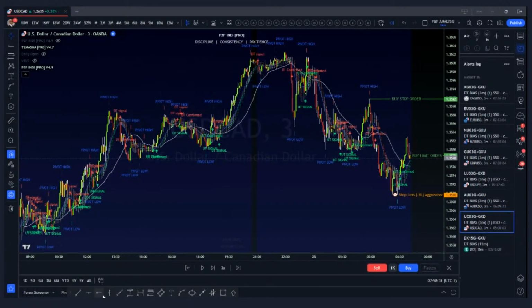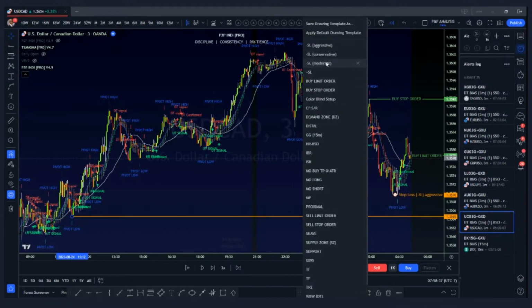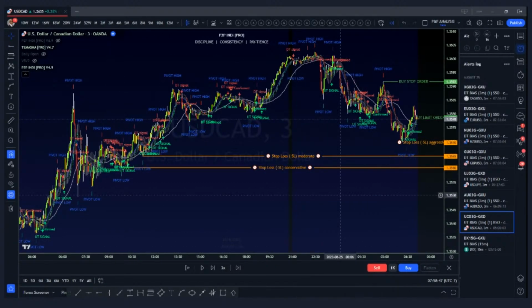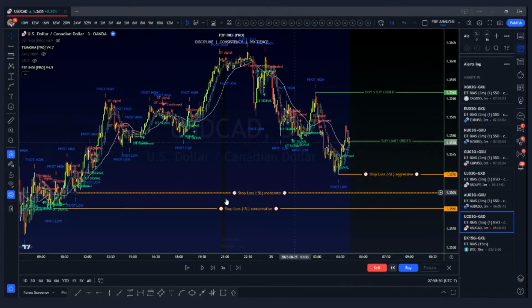Okay, so then what you would do is find another previous pivot low, and then you can make that, let's say, your moderate one. And then for those of you who really want to be safe, go to the next pivot again, make that your conservative one. So that's how you would find your stop losses. Just use the pivots that the indicator already gave you. Use those as your stop losses.